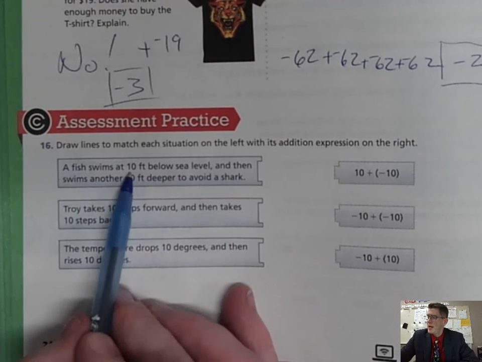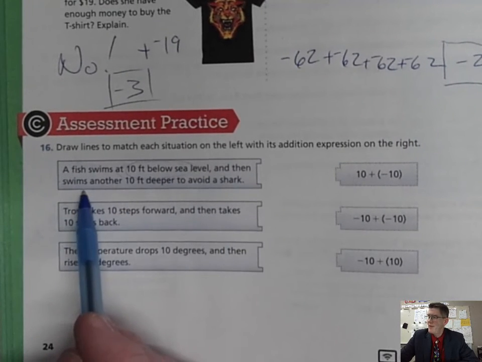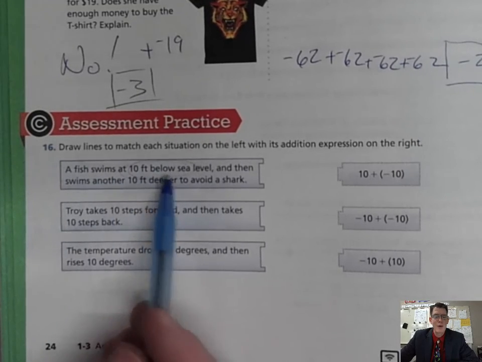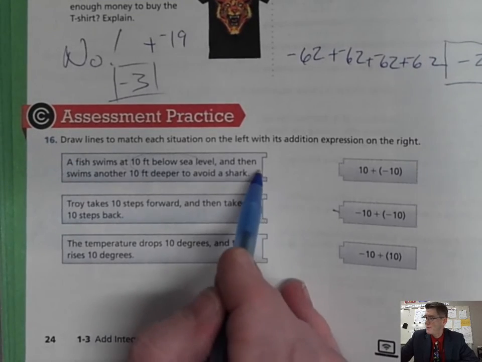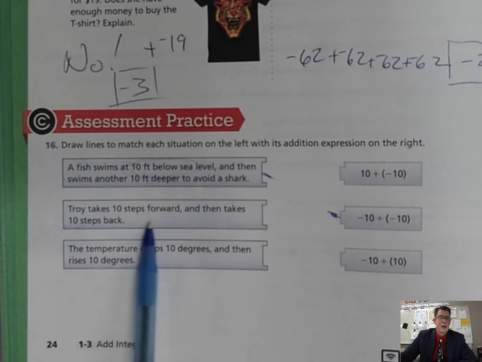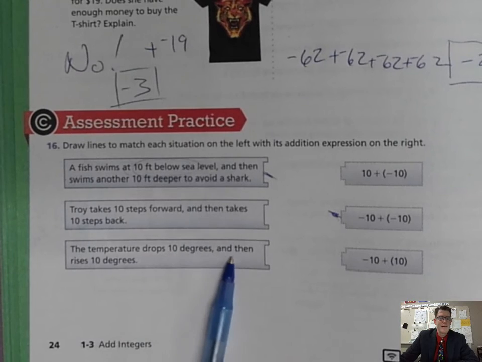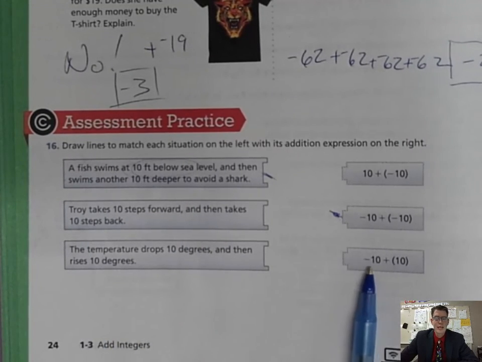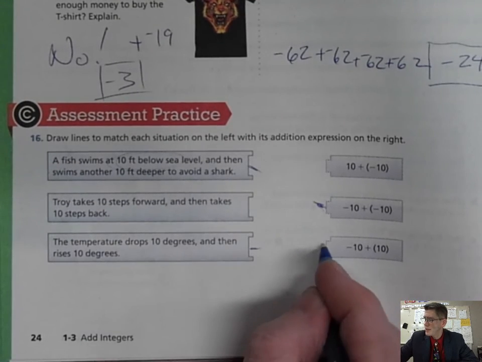Okay, starting a fish swimming at 10 feet below sea level, and then another 10 feet deeper. So it's -10, and then you're adding another -10, and you're adding another -10 onto that. That's going to get you this one. The temperature dropping 10 degrees, so that's going down 10, and then rising 10. So let's see, going down 10, so you've got the -10, and then it comes up 10. That looks like it goes together.